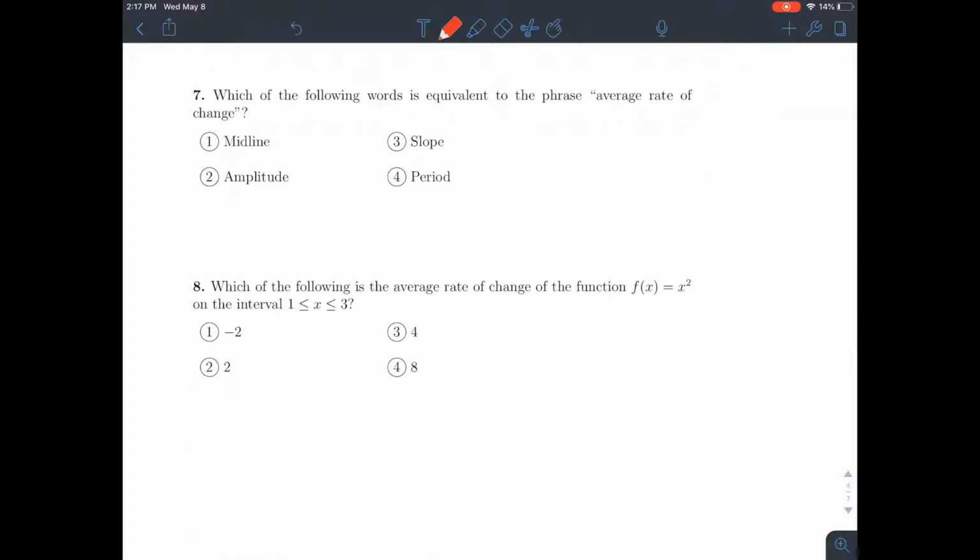Which of the following words is equivalent to the phrase average rate of change? So the average rate of change for a function is the slope. It's tempting to think it's one of these words, but these are wave-specific words, and we've been talking about average rate of change since Unit 1. This means the exact same thing as slope.